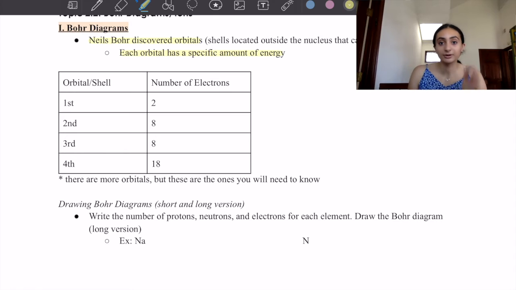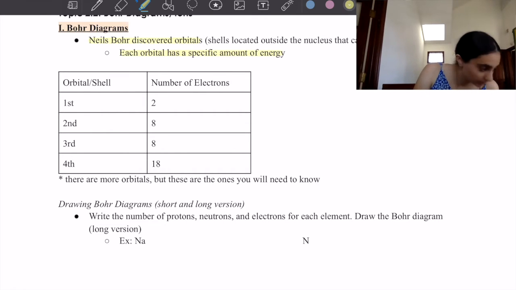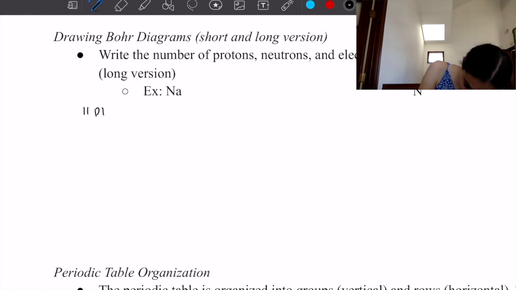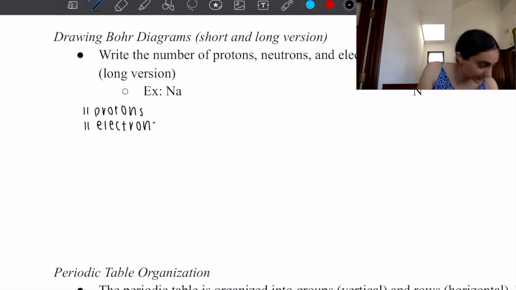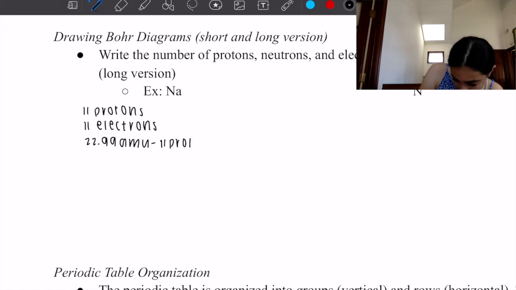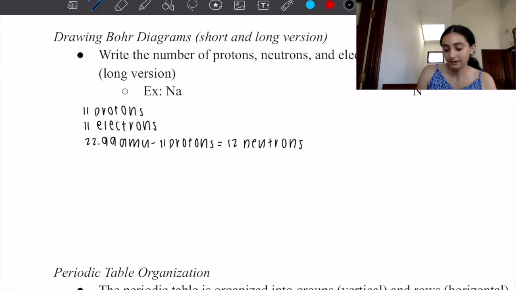Okay, so I'm going to show you how to draw Bohr diagrams in both the long way and the short way. With sodium first, we're going to write down how many protons, neutrons, and electrons the element has. So if you look at atomic number 11, there will be 11 protons, 11 electrons, and then to get the neutrons, we can do 22.99 minus 11 protons, and we get 12 neutrons. Okay, so we have the basics of the atom.